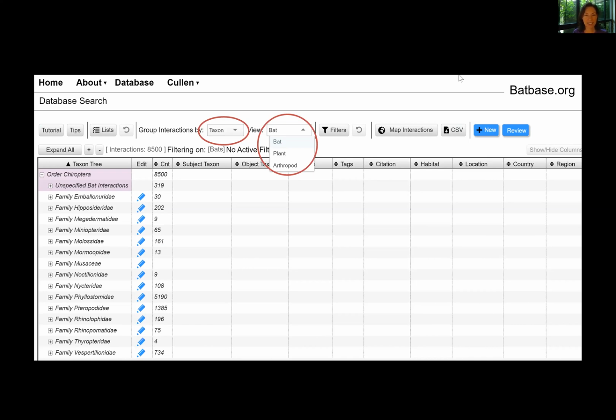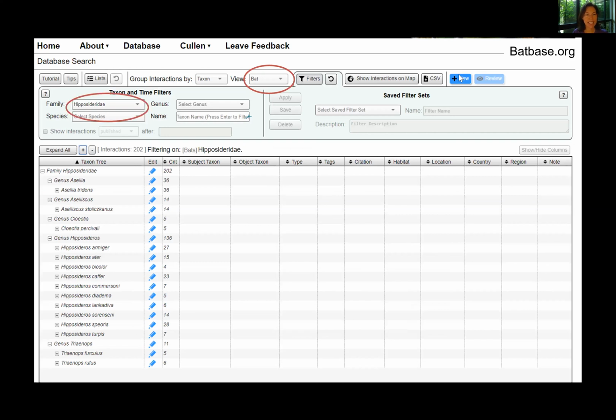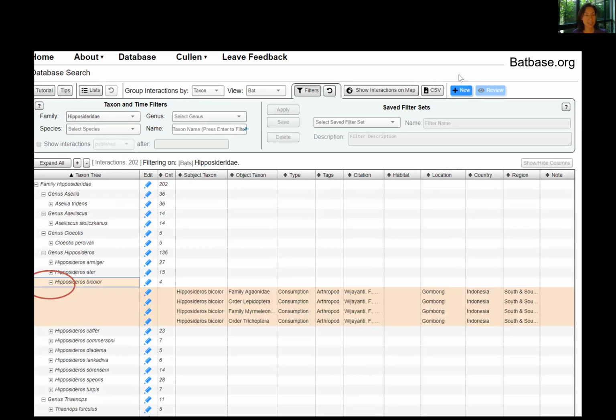So then here I select bat, and then I just keyed in Hipposideridae. Let's see what we know from that bat family. And we have over 200 interactions associated with that family. And then moving on, you can expand out the data, and this one is Hipposideros bicolor. You can see what interactions we have there for that particular species.